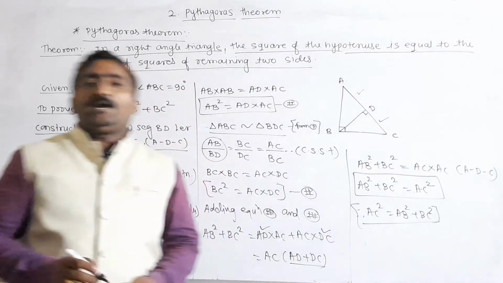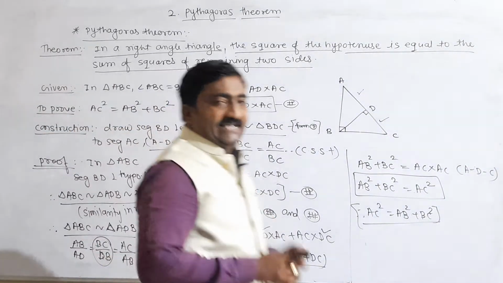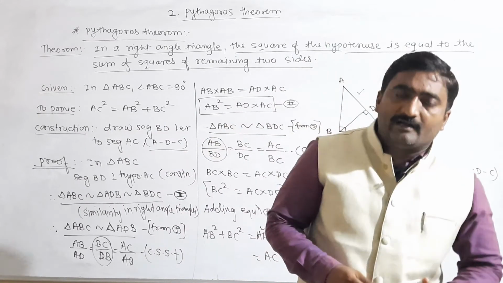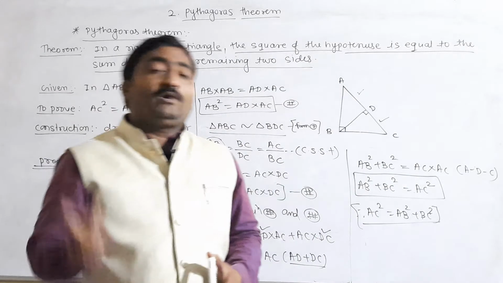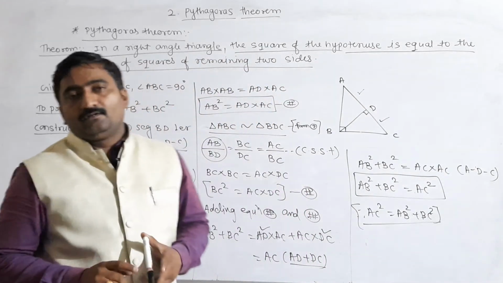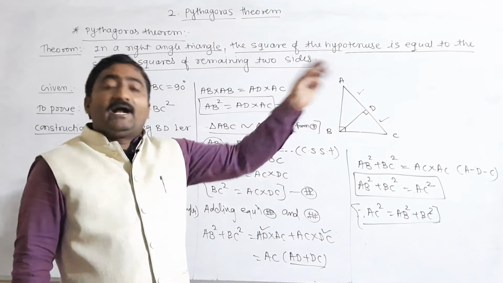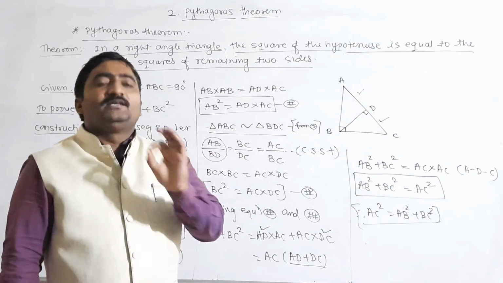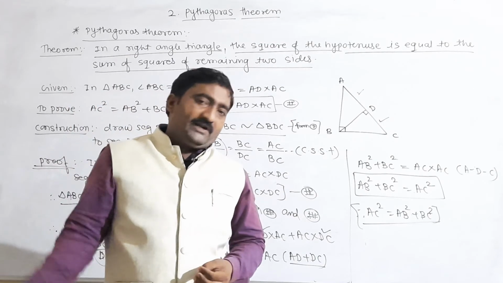So in this period we have studied first similarity in right angle triangle. What is the statement of similarity in right angle triangle? When in a right angle triangle we draw a perpendicular to the hypotenuse, then the two triangles formed are similar to the original triangle and similar to each other. This is the similarity in right angle triangle. Then we study the property of geometric mean.